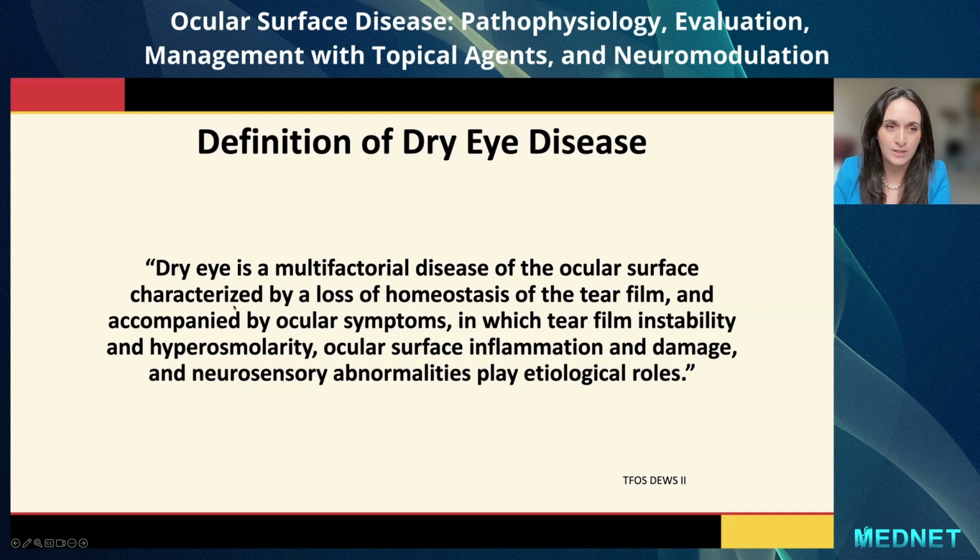So our definition is that dry eye is a multifactorial disease of the ocular surface characterized by a loss of homeostasis of the tear film and accompanied by ocular symptoms in which tear film instability and hyperosmolarity, ocular surface inflammation and damage, and neurosensory abnormalities play etiological roles. So this is really the framework in which we can understand dry eye disease and ocular surface disease.